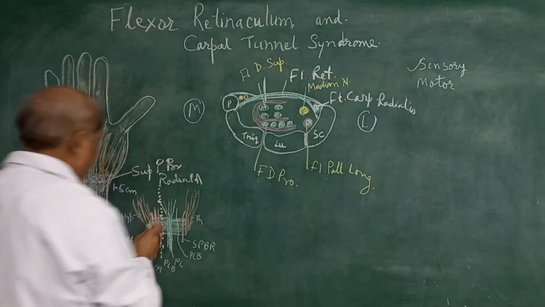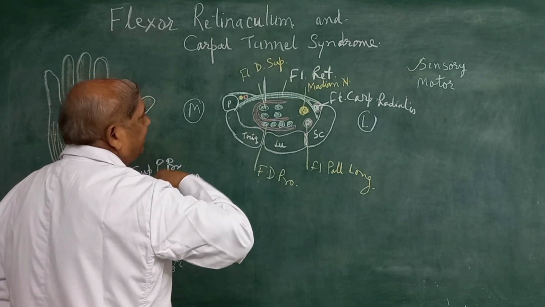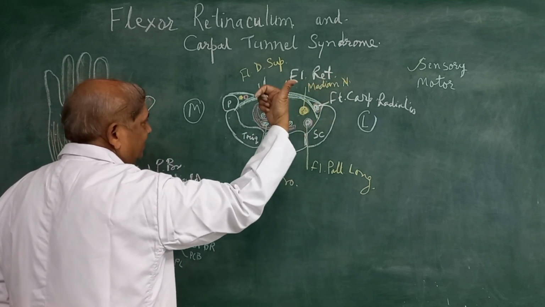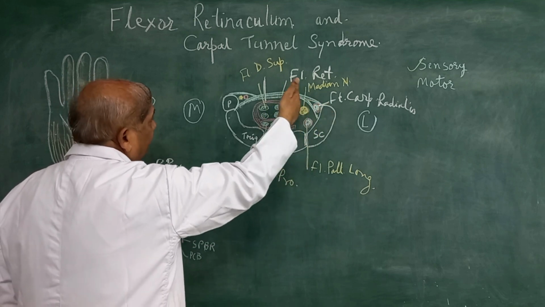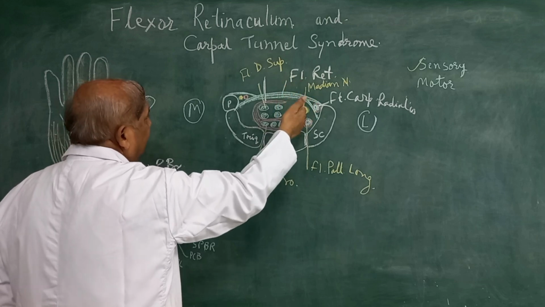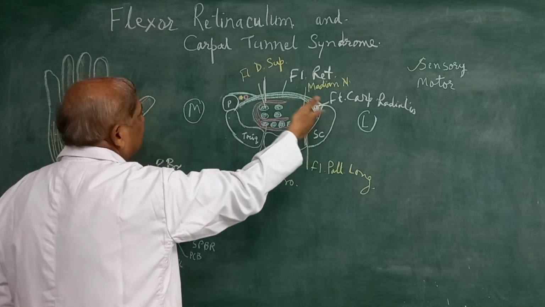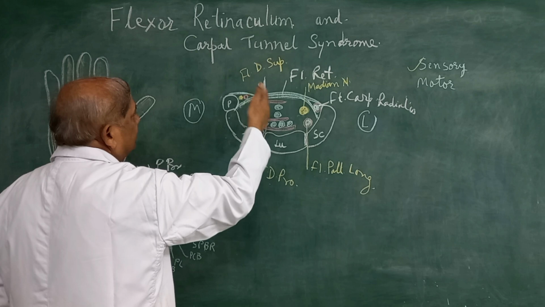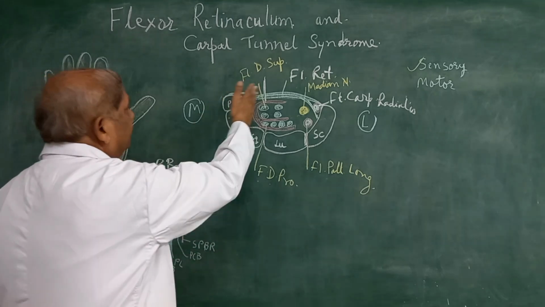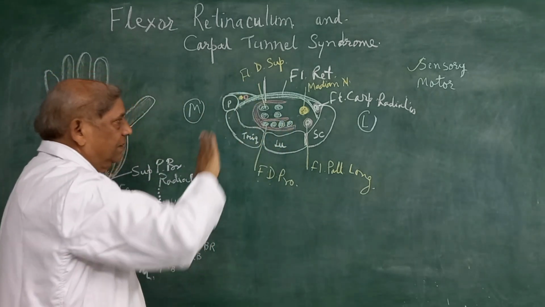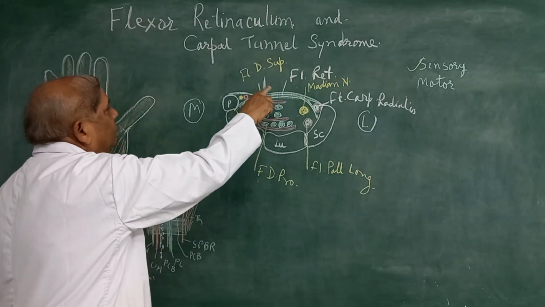Why is this incision not given on the lateral side? The reason is that the recurrent branch of the median nerve, which supplies the muscles at the base of the thumb, the thenar eminence, may get cut. So most incisions to release carpal tunnel syndrome are given on the medial side, just to protect the recurrent branch and the median nerve, and there are no nerves seen in this part.